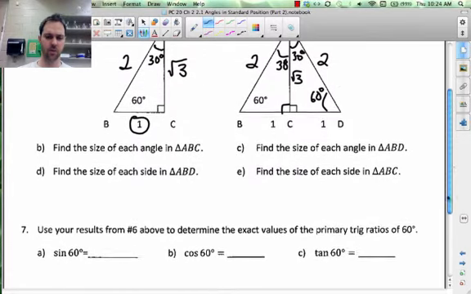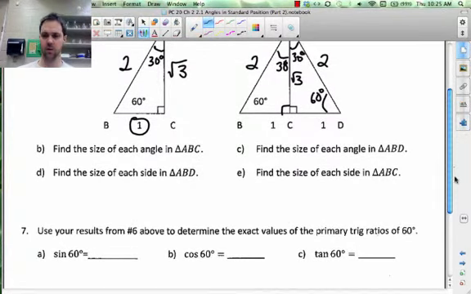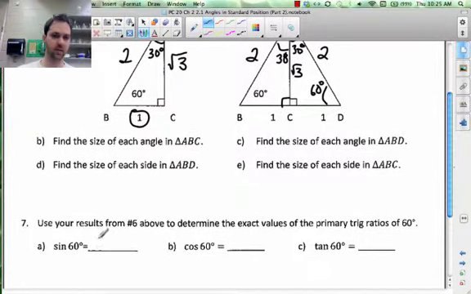Use your results from number 6 above to determine the exact values of the primary ratios for 60 degrees. So sine of 60 is opposite over hypotenuse. So since we're looking at specifically the 60-degree angle, this one has to be the opposite side. It can't be this one. So it's opposite over hypotenuse, and this one ends up being root 3 over 2. Cos of 60 is adjacent over hypotenuse. So cos of 60 is 1/2. Tan of 60 is opposite over adjacent, which is root 3 over 1.